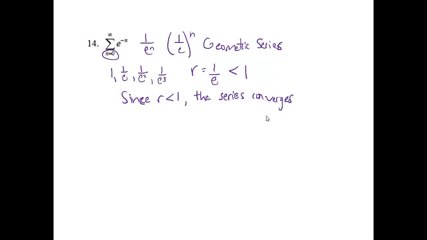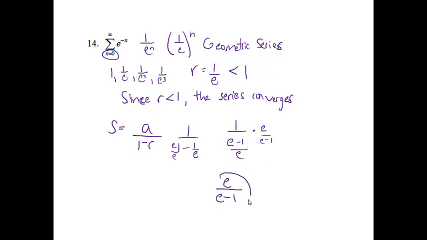And on these problems, it did say if the geometric series converges to find the sum. So if you recall, the sum is equal to a over 1 minus r. The first term we found when I wrote out the series was 1, and the common ratio was 1 over e. So this would be 1 over (e minus 1) over e, and if I multiply by the reciprocal, I end up getting e over e minus 1. So that is my sum.